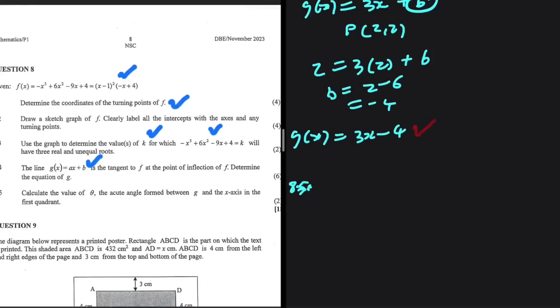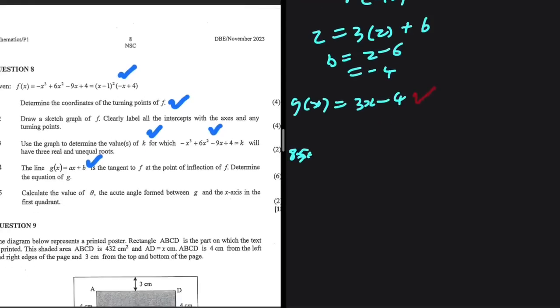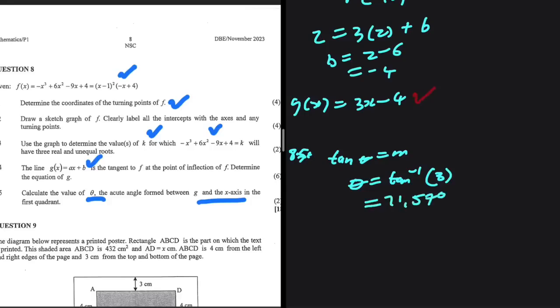The last question, 8.5, is quite easy to compute. We're looking for the value of theta, the acute angle formed between g and the x-axis in the first quadrant. The angle between g of x and the x-axis is the angle of inclination. We know fully well that if we say tan of theta is equal to the gradient, it shouldn't be hard to find theta. So theta will be equal to tan inverse of 3. If you put that in your calculator, 71.57 degrees.